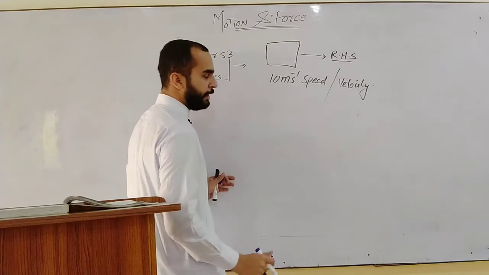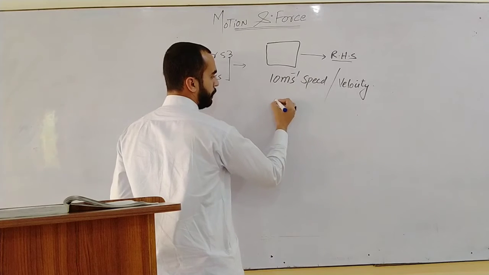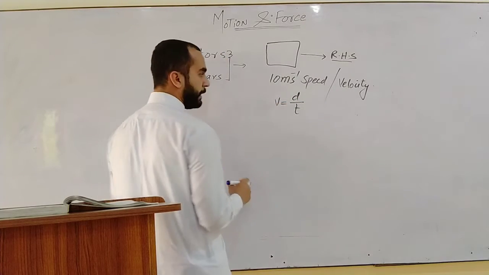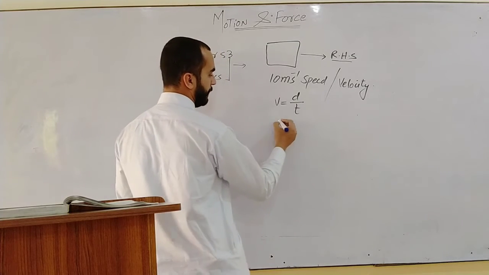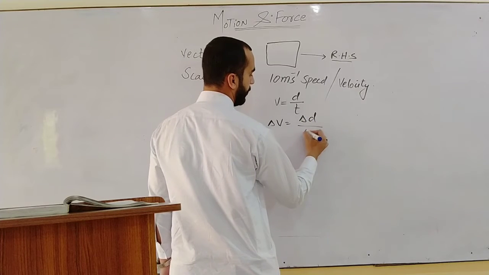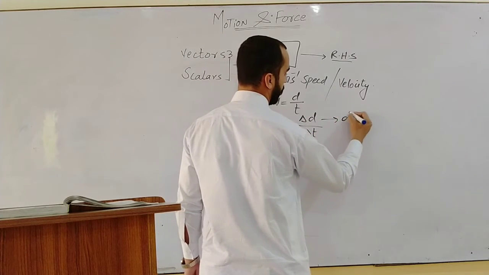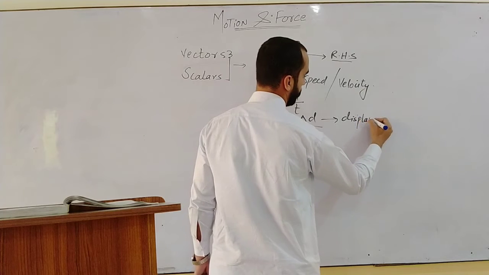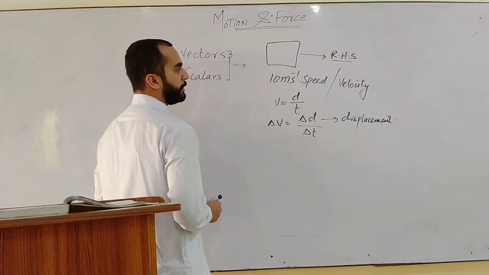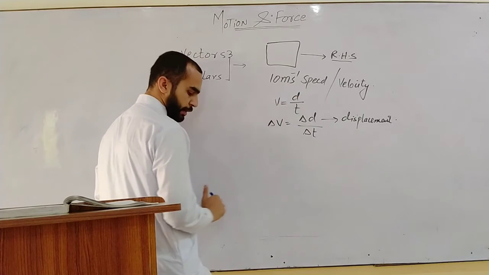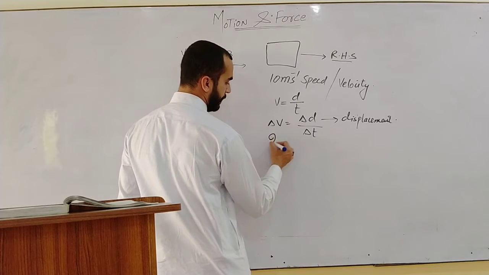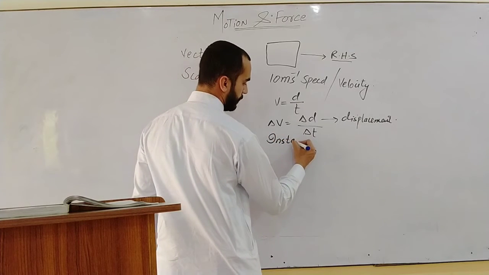So velocity is equal to displacement divided by time. But in case of a very small change, we can also say that delta V is equal to delta D divided by delta T. D is called the displacement. In the SI system, the unit of velocity is meter per second and it is a vector quantity. But in first year, there is some specification which is called instantaneous.